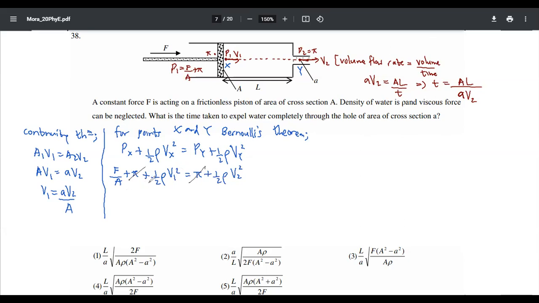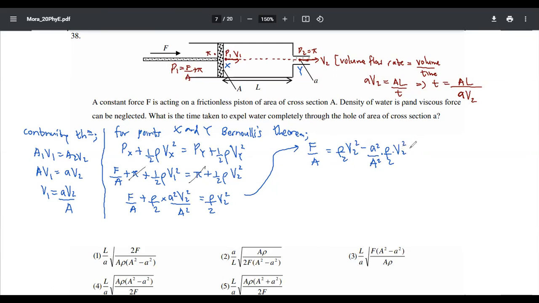Now let's find the rest. I don't want V1 squared in my answer. Therefore, F over A plus rho by 2 into what is V1 squared? This whole thing squared, simple A squared, V2 squared over capital A squared, equal to, on the right side, rho by 2 V2 squared. Guys, I need V2. So let's make that the subject. I will leave F over A on the left side, rho by 2 V2 squared minus simple A squared over capital A squared into rho by 2 into V2 squared.